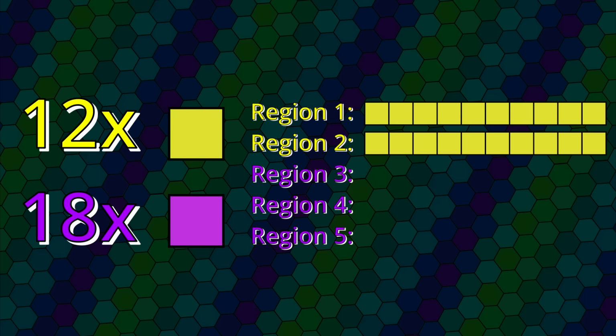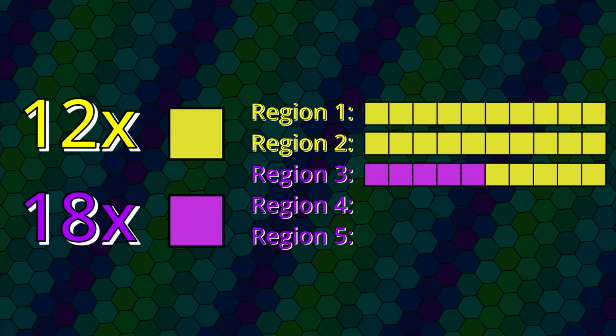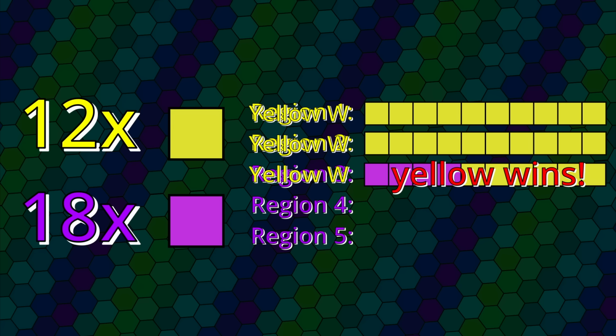We know that all 3 of these regions must contain a purple majority, and with 10 cells in each region, there must be a minimum of 6 purple cells in each region to secure a majority. 5 purple cells would result in a 5-5 tie with yellow, and 4 or less would mean yellow wins that region, which would then make 3 majority yellow regions, which is not allowed.